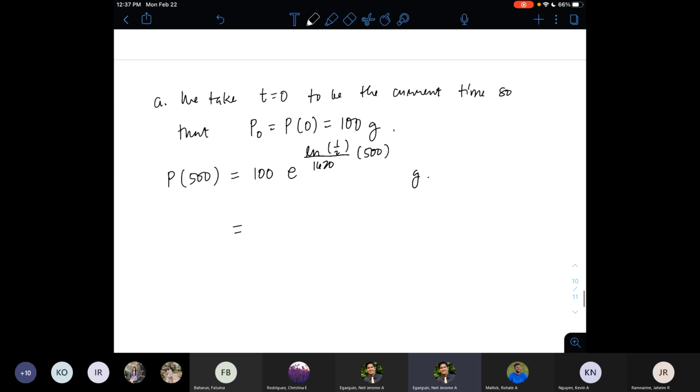Or if you want to do some of the arithmetic calculations, you can write it as what? 500 over 1620. I'll have 50 over 162. I can divide top and bottom by 2, so I'll have 25 over 81, ln of 1/2 grams. Right? But I'm perfectly fine with this as the final answer, because all it takes to get to the next line is simple arithmetic.